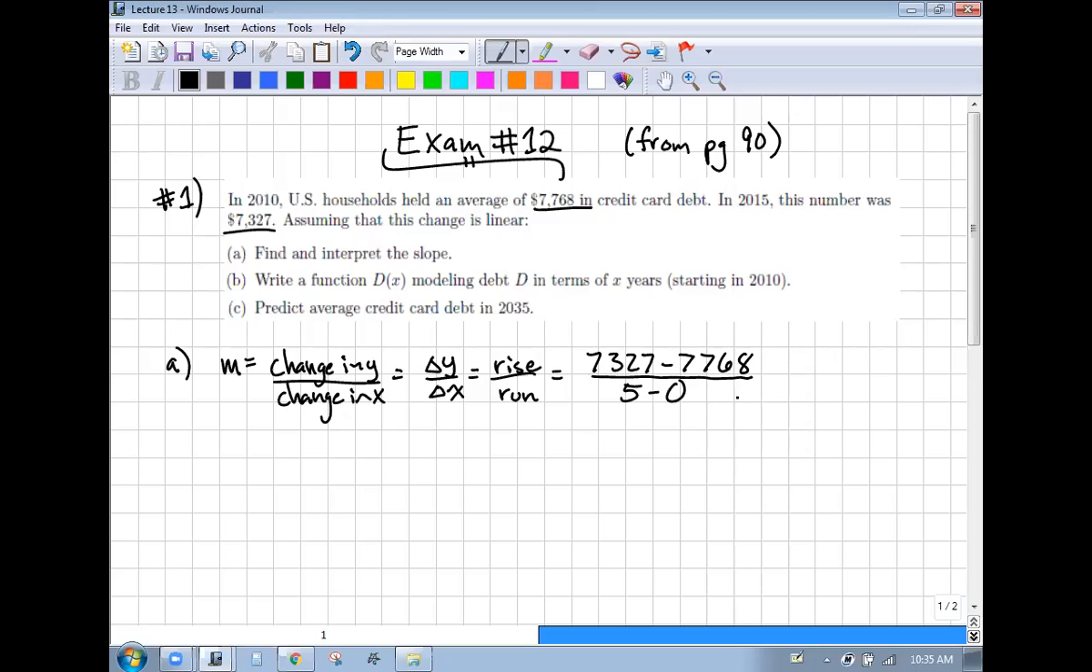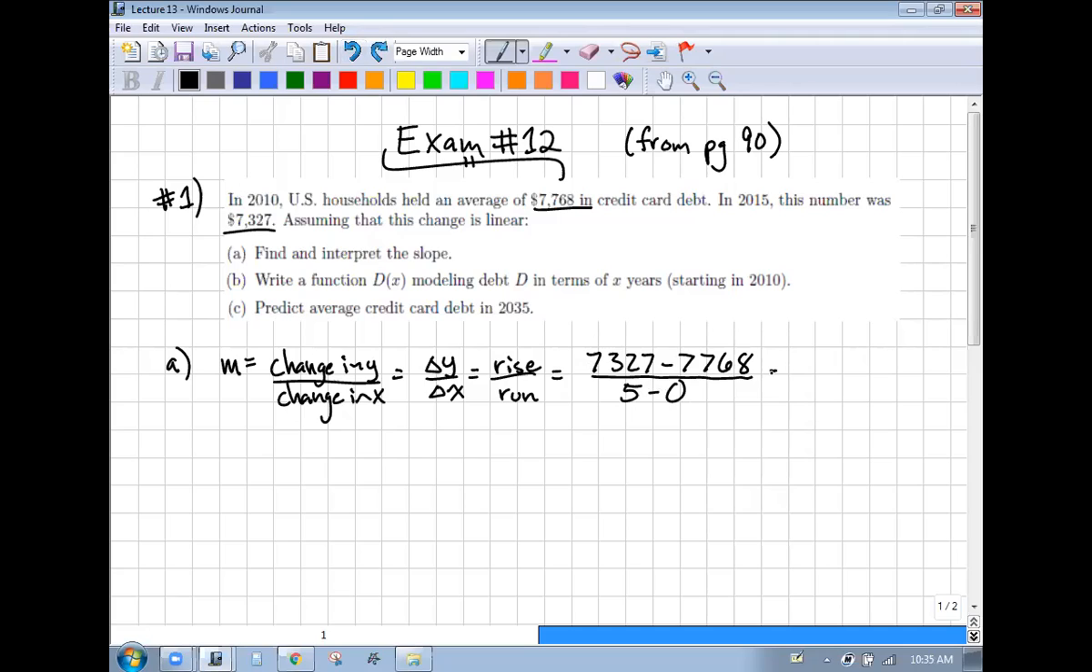So we have time and we have debt. Those are our two variables. The time is the independent variable. The debt is the dependent variable. The amount of debt that they have depends on the year. So we're just doing change in time, change in debt.